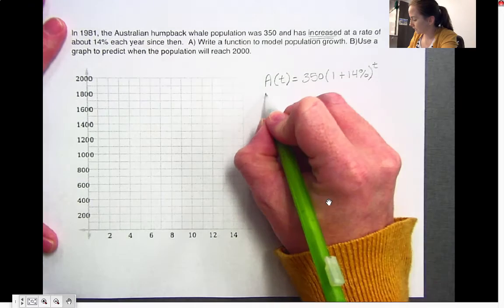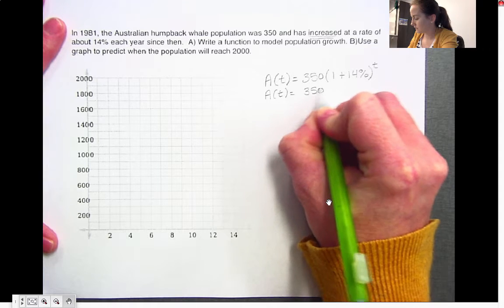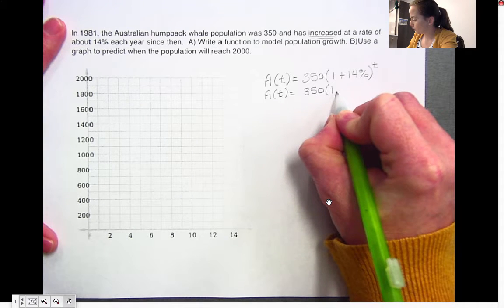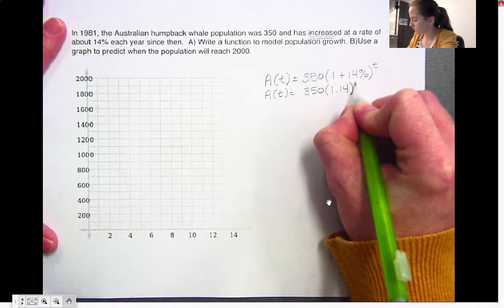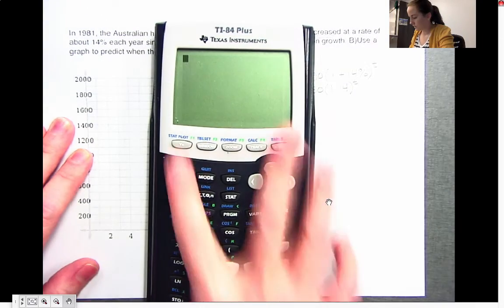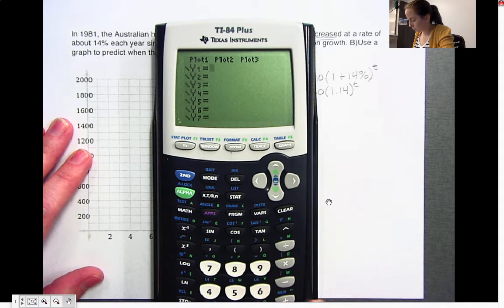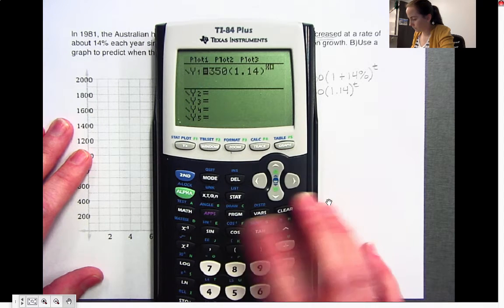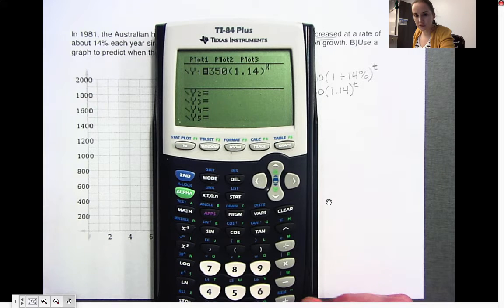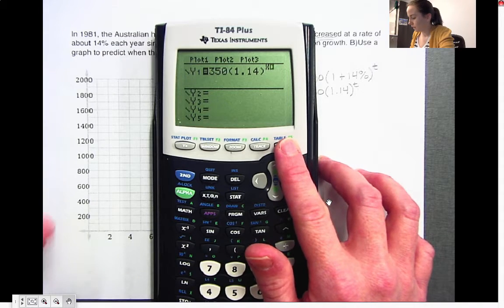So if I simplify that, A of t would equal 350 times 1.14 to the t power. So I'm going to take my calculator and go to y equals. I'm going to put in the function 350 times 1.14 to the t power. Of course, x is going to be t, just like you learned in the last one. I'm going to graph it, but before I graph it, I'm going to go ahead and change the window.